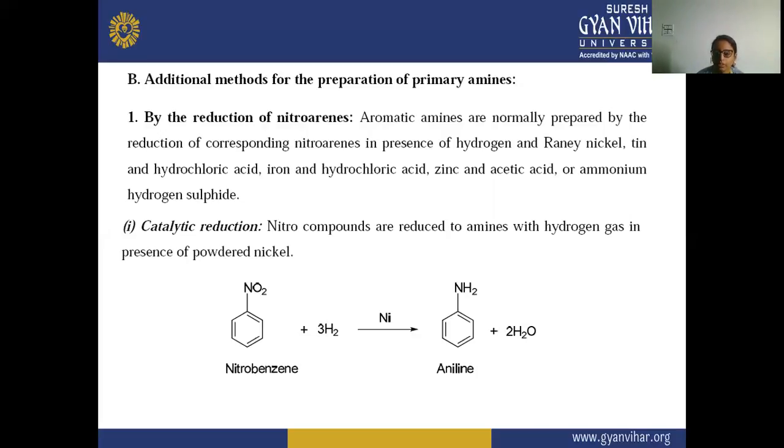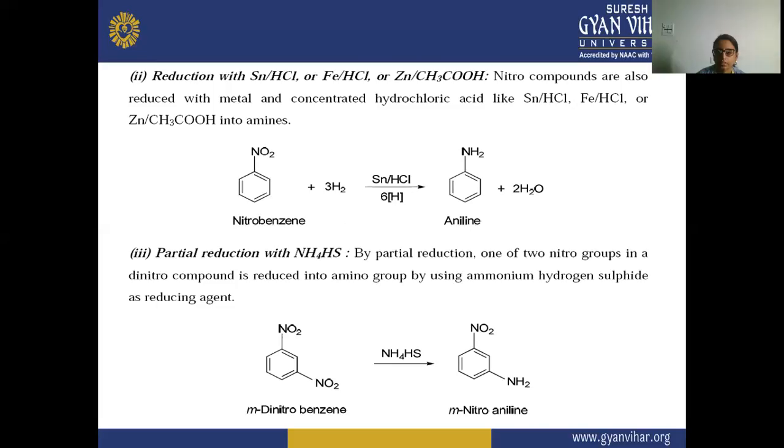So this is the first method for the preparation of primary amine, and this is by the reduction of nitroarenes. So from the nitroarenes there is a formation of aniline, that is the primary amine, formed from the nitro compound by catalytic reduction in the presence of your nickel catalyst.